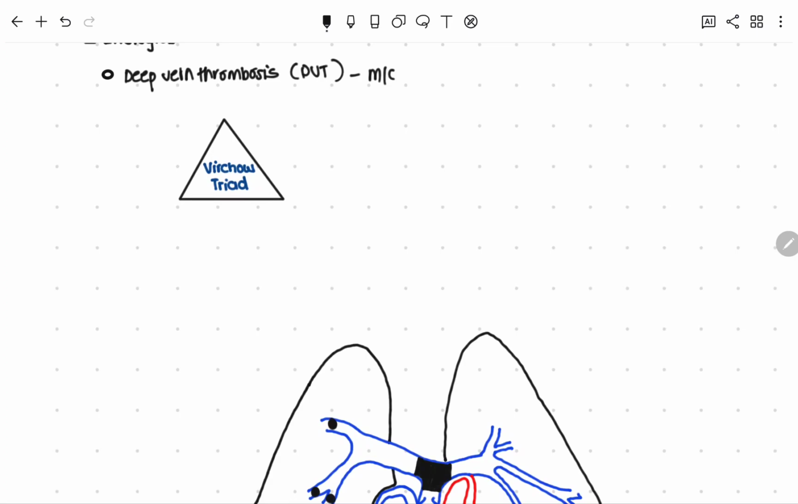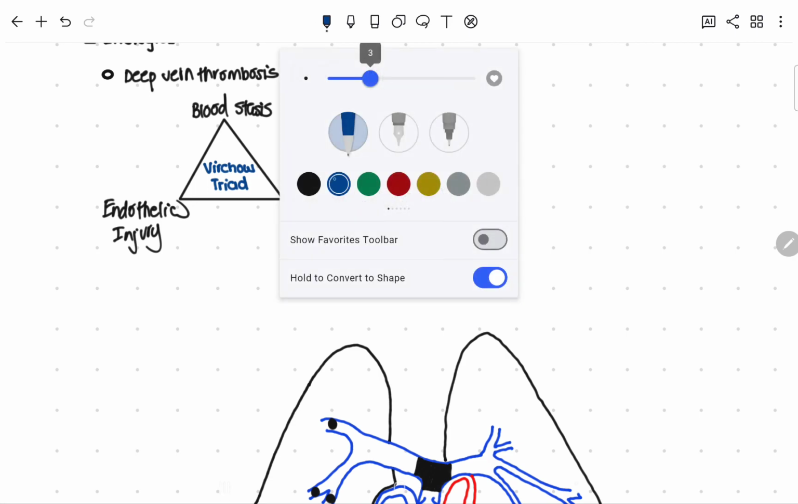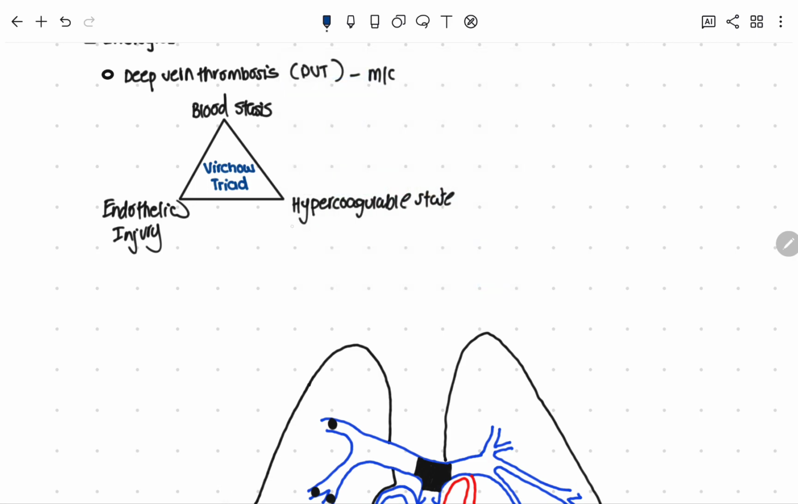And why does deep vein thrombosis occur? There are three major reasons that are classified by Virchow's triad. This includes blood stasis, it includes endothelial injury, and it includes the body in general being in a hypercoagulable state.